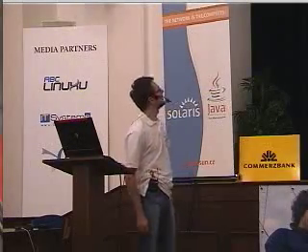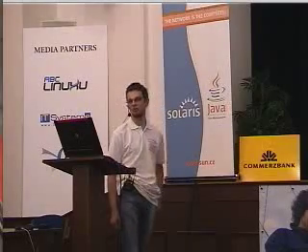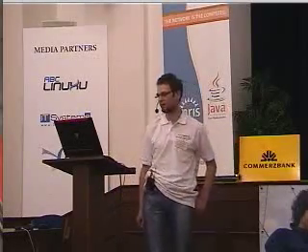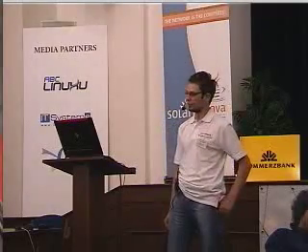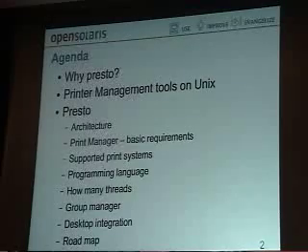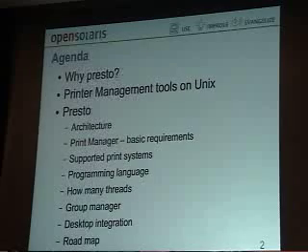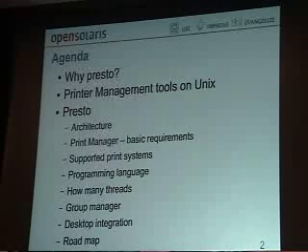So the agenda for this session is why Presto. I will try to explain why this project came into life. Then printer management tools on Unix, so currently what we have. And then Presto: a little overview about architecture, print manager, basic requirements for this project, supported print systems, so what actually we can do. Programming language, why this programming language was chosen, a little overview about the threads, group manager, integration with the Solaris desktop, and roadmap for future releases.